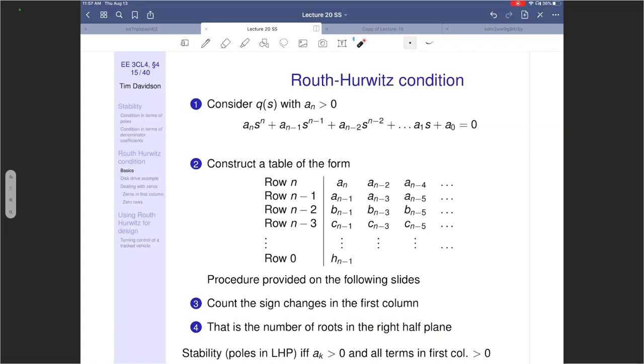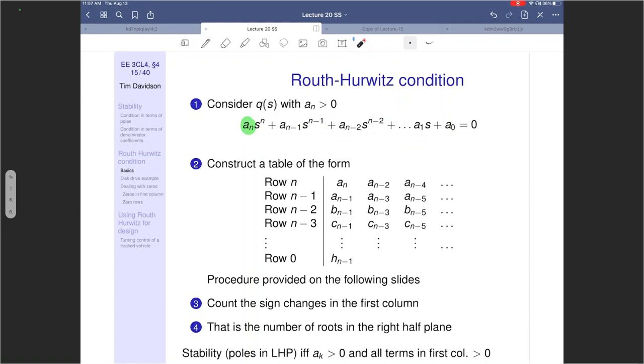So we have talked about the criteria a little bit. Let's just recap that in 4 steps. Step 1 is going to be to consider Q(s) with a_n greater than 0, which means I want this particular value to be greater than 0. What if it is negative? Well, multiply everything by negative 1, right? I can force that a_n to be positive. If it is negative, you multiply all of the equation, left hand side and right hand side, by negative 1 in order to complete step number 1.